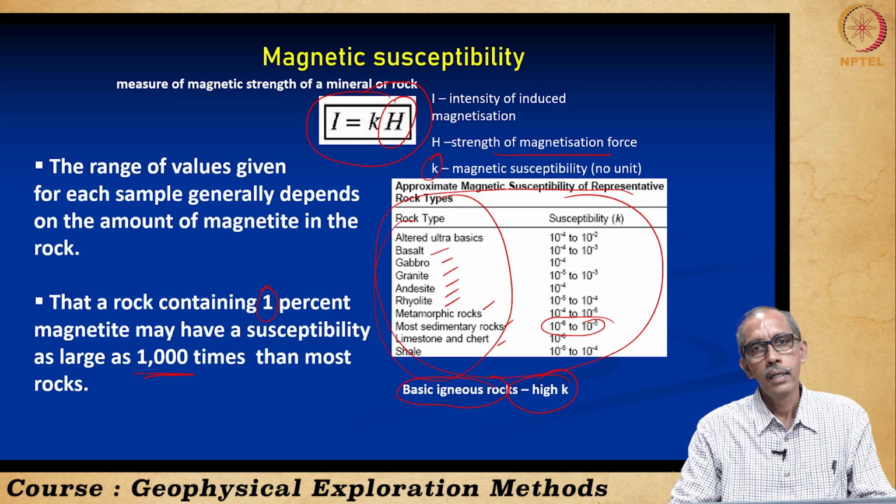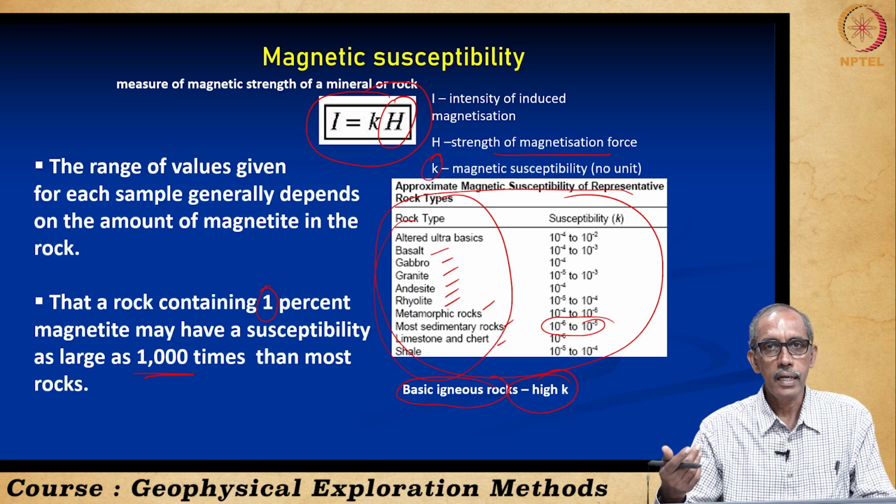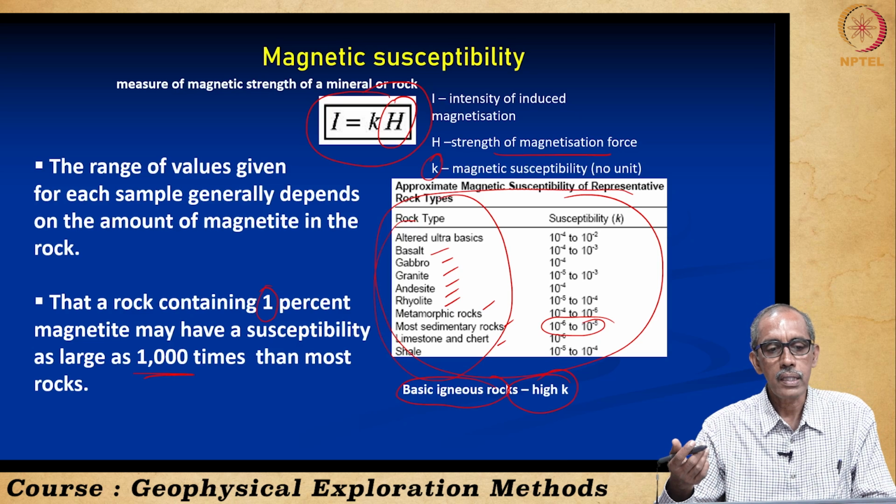Hello everyone. We are looking into magnetic methods of subsurface investigation. In the previous lecture, we had seen some basic aspects of Earth's magnetism, and we had also had a look into what are the 5 components of Earth's magnetism. Then we had a look into what is magnetic susceptibility. So, this is the slide we had seen toward the end of the previous lecture.